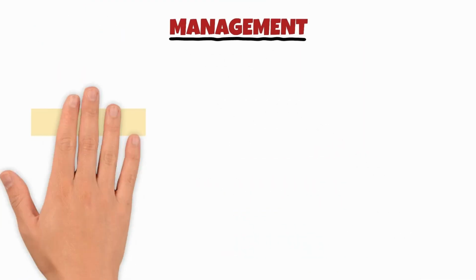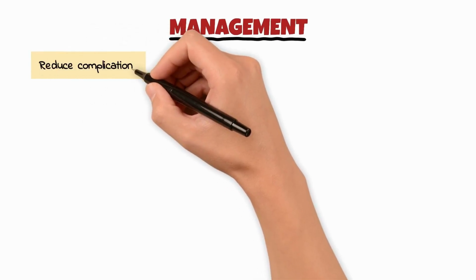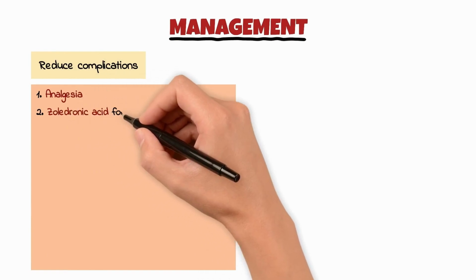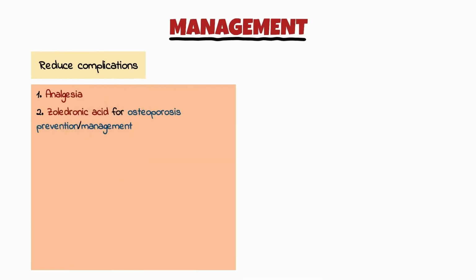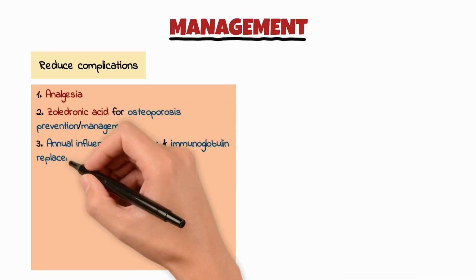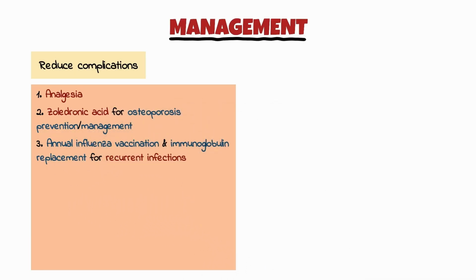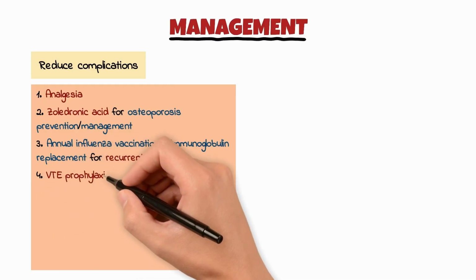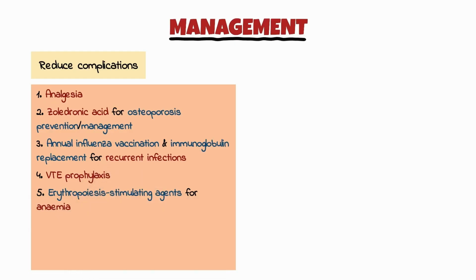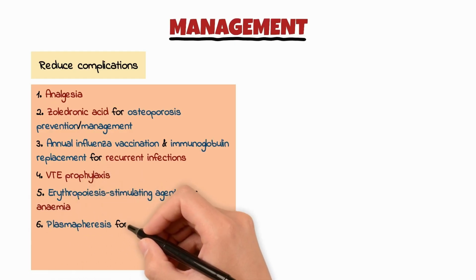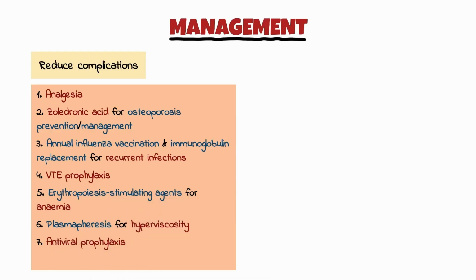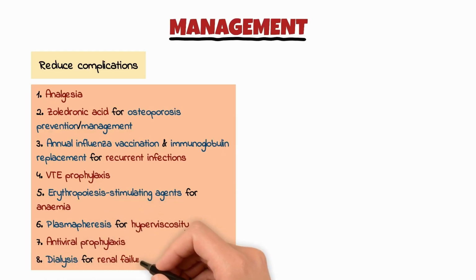Management: reduce complications, analgesia, zoledronic acid for osteoporosis prevention or management, annual influenza vaccination and immunoglobulin replacement for recurrent infections, VTE prophylaxis, erythropoiesis stimulating agents for anemia, plasmapheresis for hyperviscosity, antiviral prophylaxis, and dialysis for renal failure if indicated.